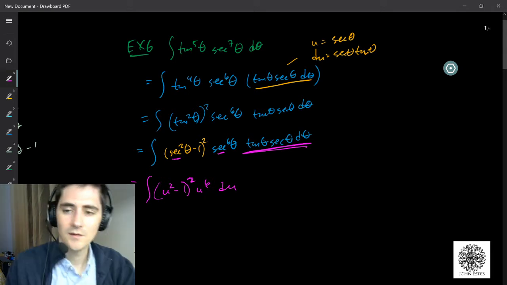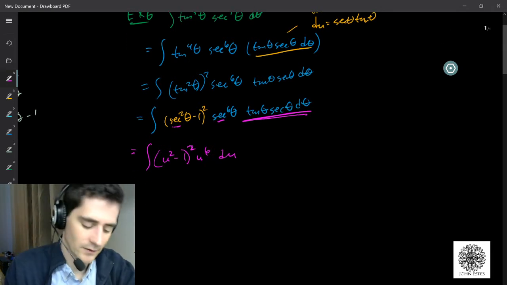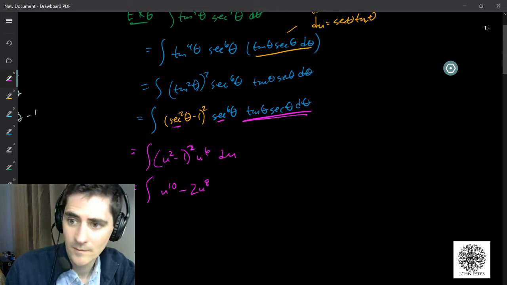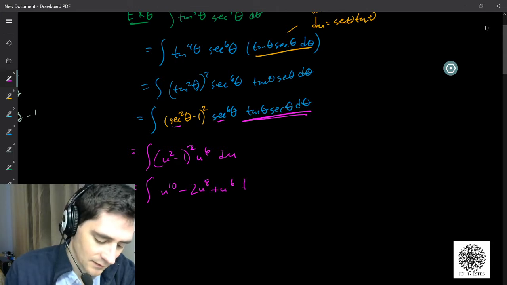And that's just a simple polynomial. All right, so you FOIL this out. You should get, after you distribute and everything, u to the 10th minus 2u to the 8th power plus u to the 6th du.